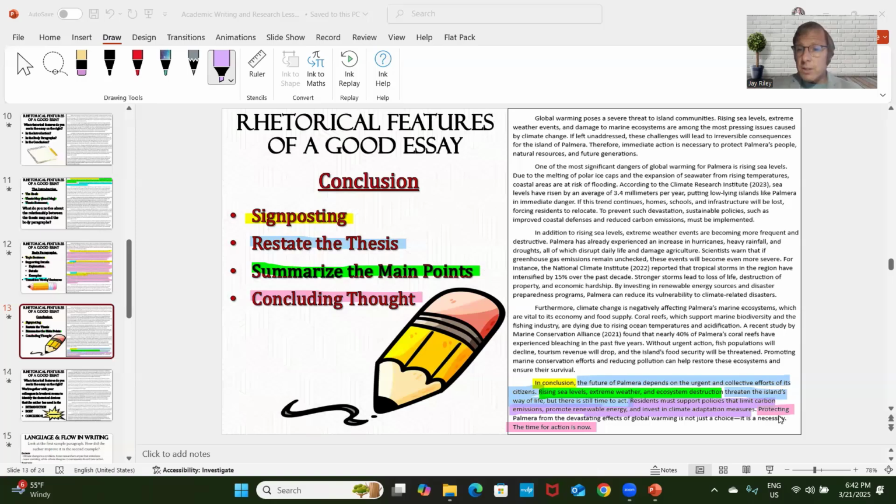Finally, the author leaves us with a strong concluding thought saying, protecting Palmyra from the devastating effects of global warming is not just a choice, it's a necessity. The time for action is now.